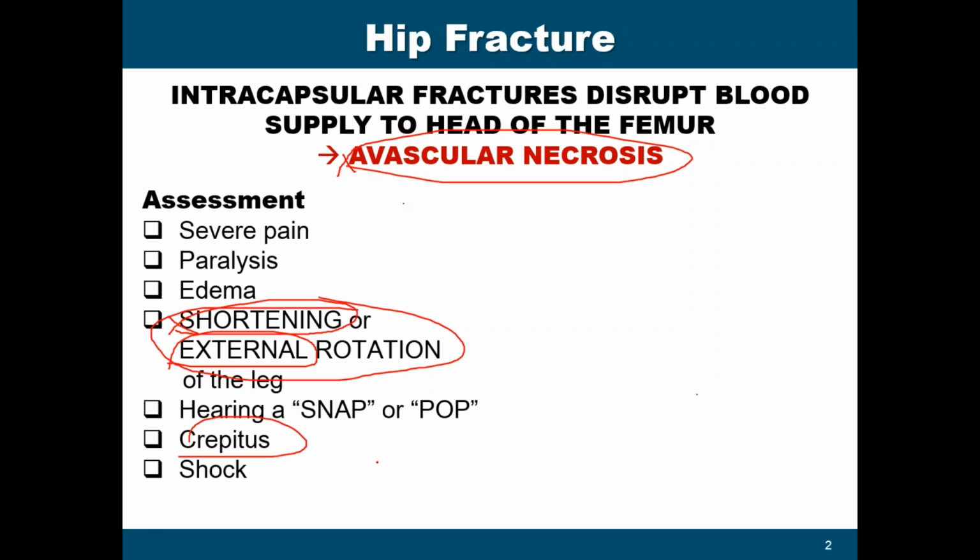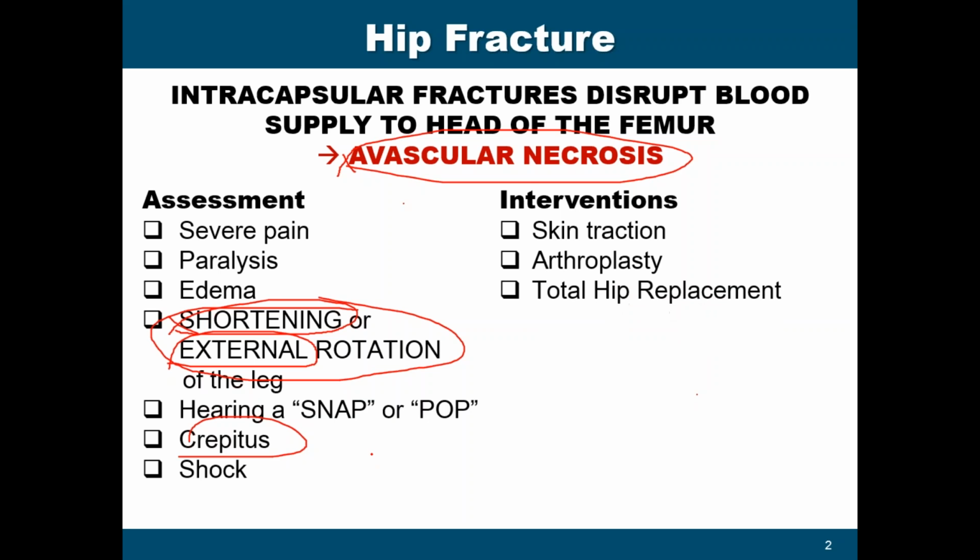Now, what are some of the interventions in hip fracture? One, skin traction may be applied before the surgery to decrease muscle spasm, and usually that's the answer in the NCLEX. Surgery will be done by means of arthroplasty, which is a repair of the affected hip. And of course, in the worst case scenario, that would be a total hip replacement, which is the replacement of the head of the femur with a metal prosthesis.